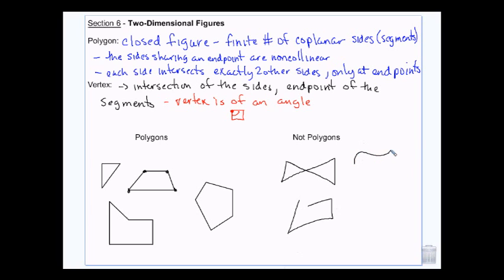If it has curves, it is not a polygon. Any kind of a curve, not a polygon. Circles and ovals are not polygons. Polygons are made up of line segments, and a circle has no line segments. It's one big curve, so not a polygon. And anything that has some little piece from a side hanging out is also not a polygon.